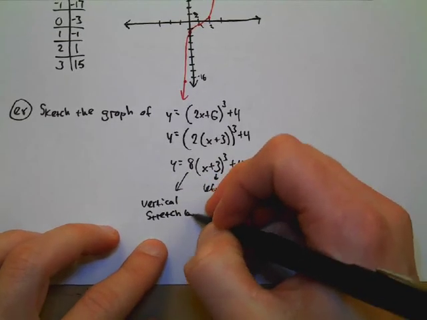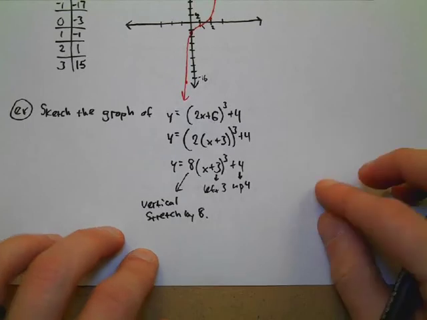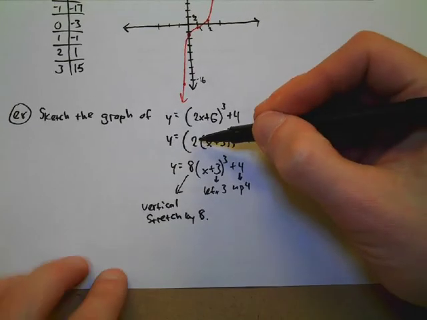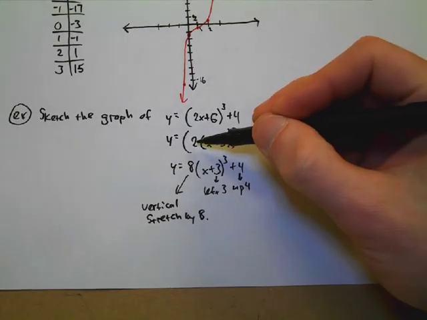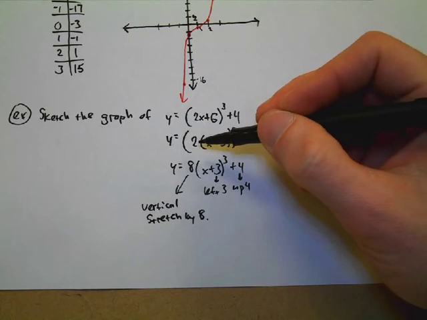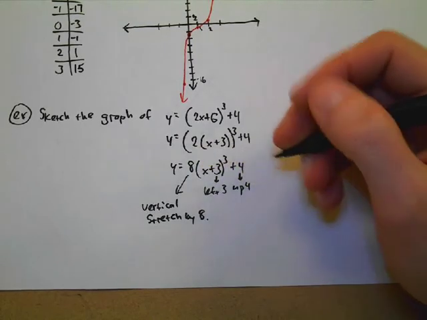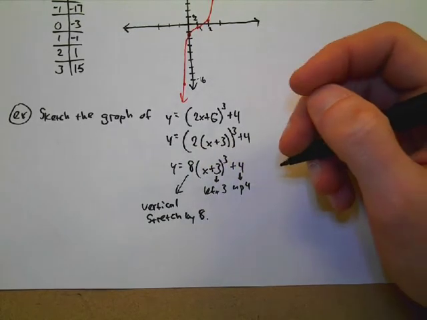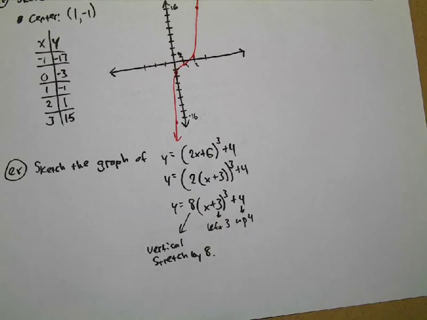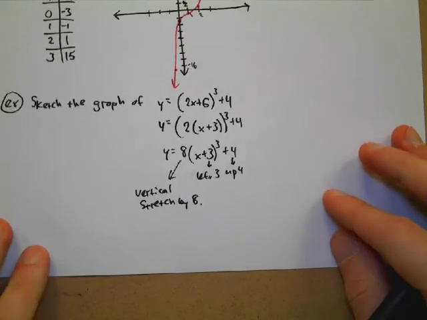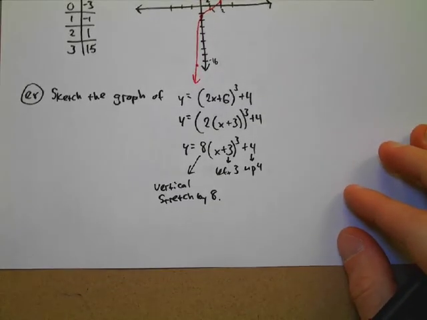By 8. Okay. The 2 on the inside, when I factor it out like that, that's a horizontal stretch or shrink. Remember I told you guys we're not going to worry about those horizontal stretches or shrinks. We'll just worry about the vertical stretch or shrinks. And so yeah, it's just going to be times 8. It's going to be 8 times stretch vertically, vertical dilation. And again, that all gets taken care of when you do your table and fill it in.